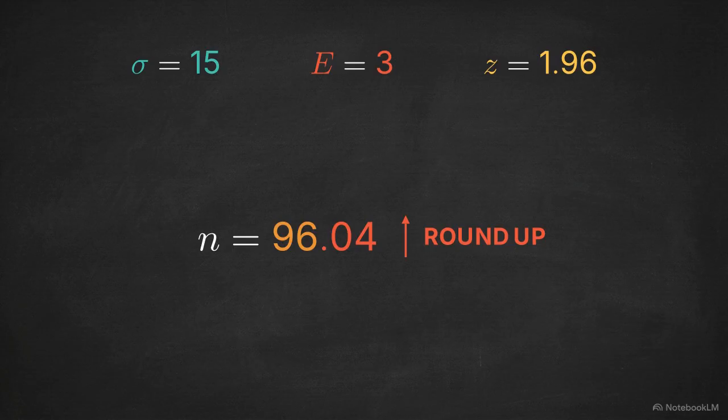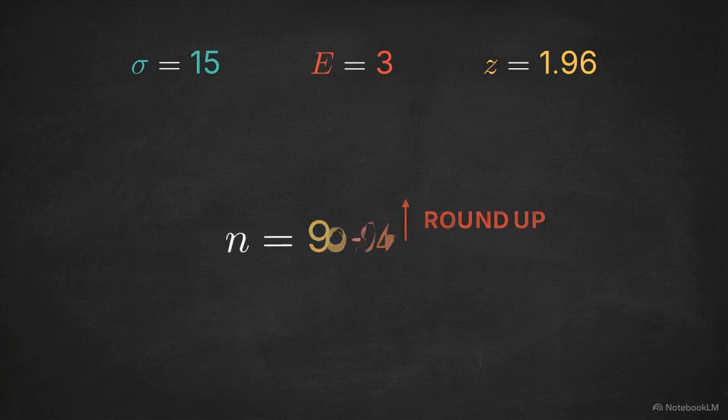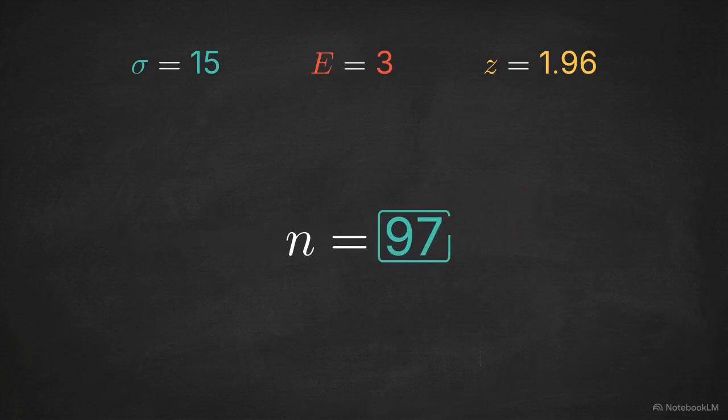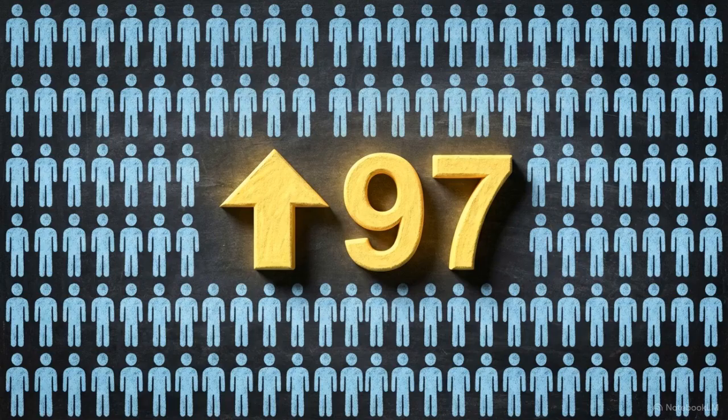In sample size design, you must always round up to the next whole number to maintain your target margin of error. 96.04 becomes exactly 97. By engineering an exact sample size of 97, we establish the specific mathematical conditions required to meet our target level of confidence.